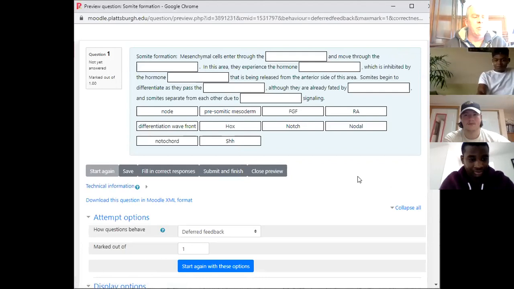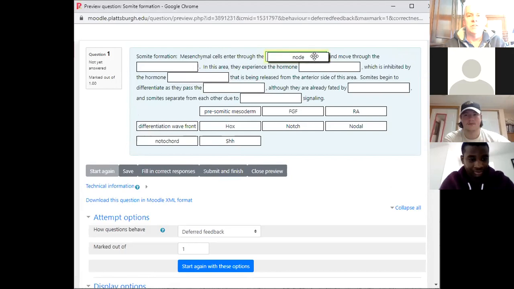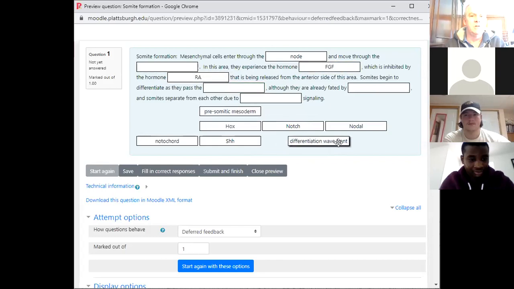Okay, somite formation. Mesenchymal cells enter through the, I'm going to say node. I haven't even read this since last year, so I may get this wrong. And then move through the differentiating wavefront. In this area, they experience the hormone retinoic acid, which is inhibited by the hormone, I'm going to say FGF here. I'm going to put pre-somitic here.